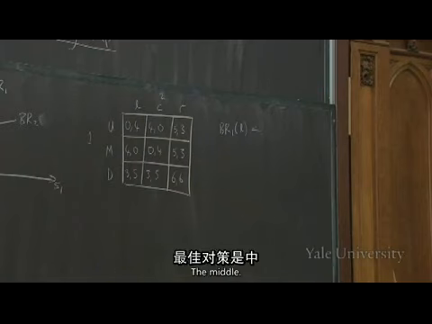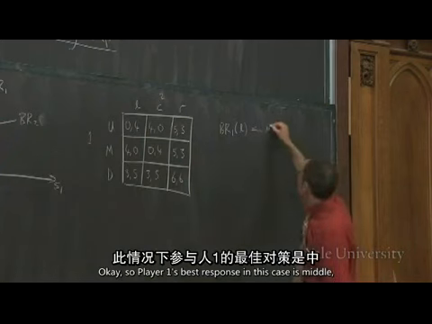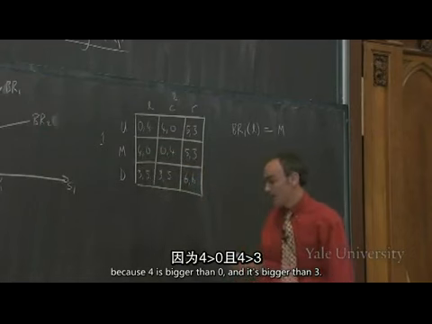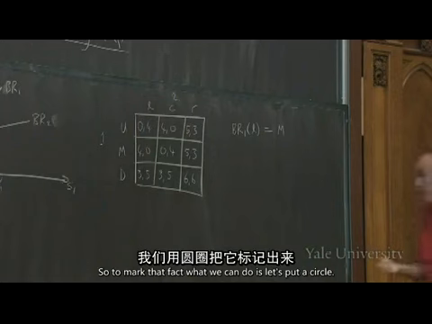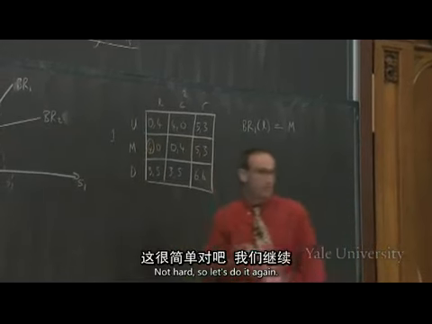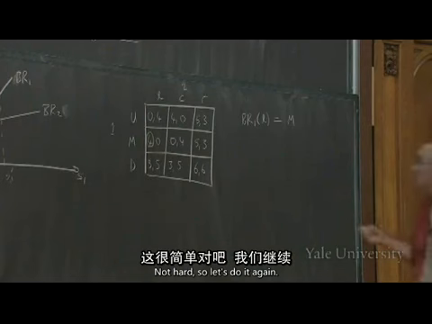Yeah. Middle, M. Okay, so player 1's best response in this case is middle, all right, because 4 is bigger than 0 and is bigger than 3. All right? So to mark that fact, what we can do is let's put a circle, if you like in green, let's put a circle round that 4. Okay? All right, not hard, right? So let's do it again.